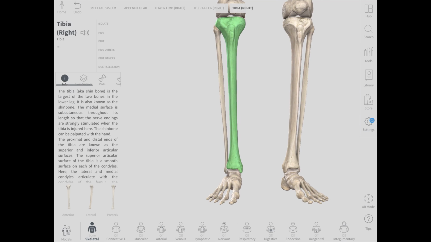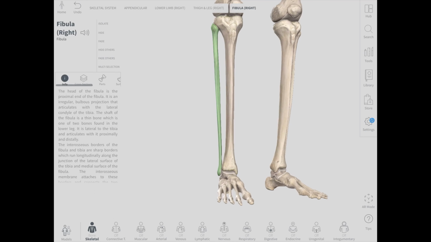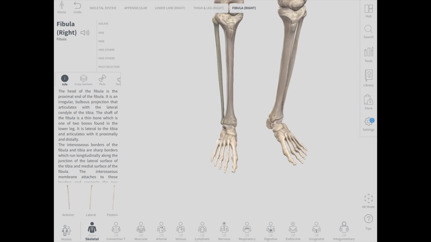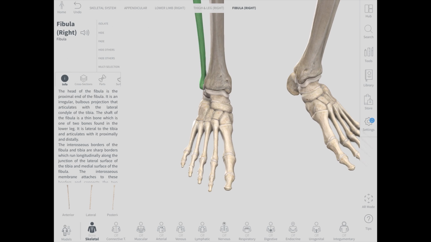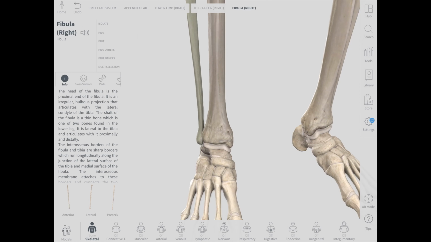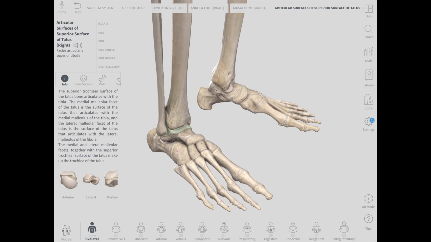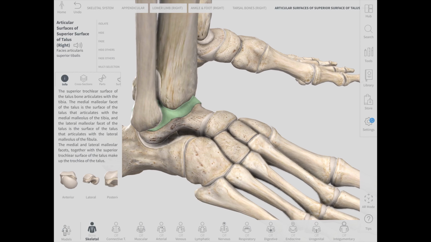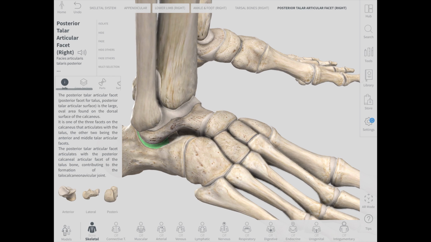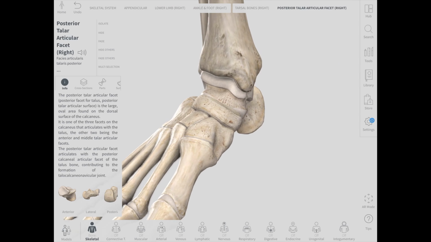So here is the tibia in green, and here is the fibula now in green. Let's just have a quick look at the bones of the ankle and foot. And now I'm going to highlight the surface of that hinge joint, which does the plantar flexion down the way and the dorsiflexion up the way. And now the surface of the subtalar joint, which does the outwards and inwards movement, the eversion and inversion movements of the ankle.